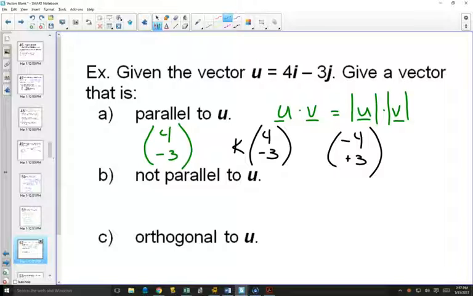So you could have picked 2 for k. Another example would have been 8, negative 6. That's also parallel to that vector.